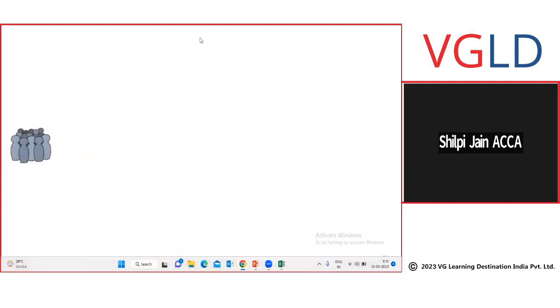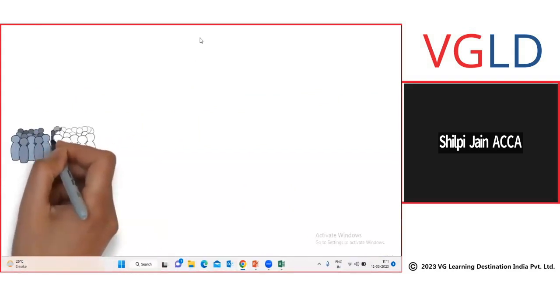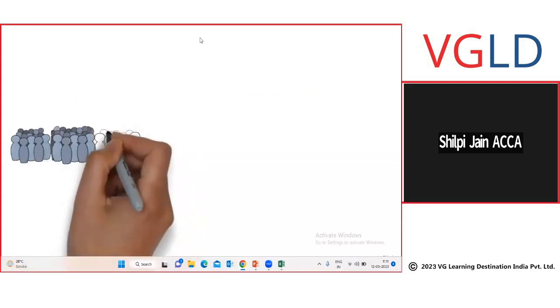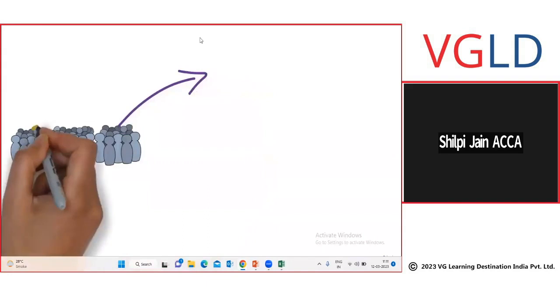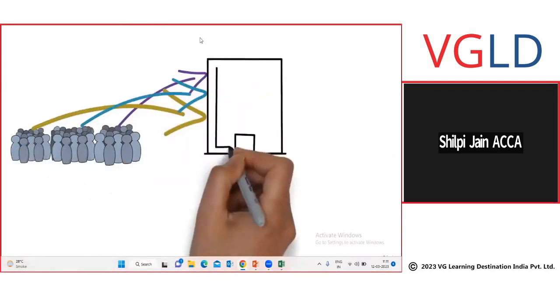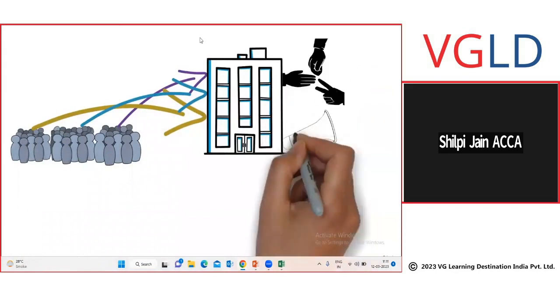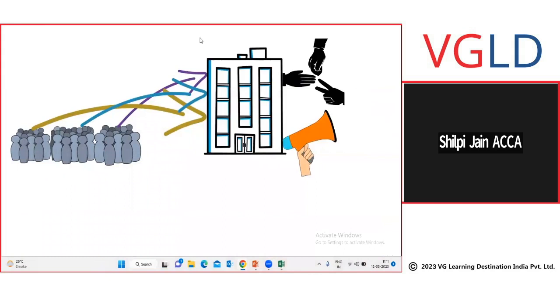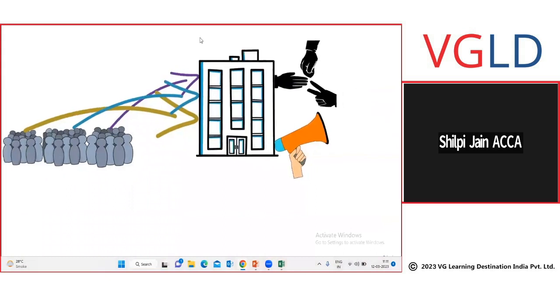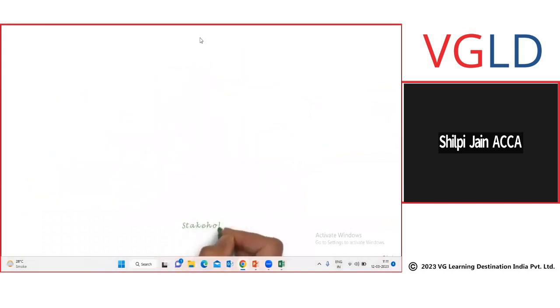In this video, we are going to enlist stakeholders in business. Stakeholders refer to different segments in the society who have direct impact on the business decision-making process and can directly impact the marketing performance of the business. Various groups that fall into the category of stakeholders are as follows.